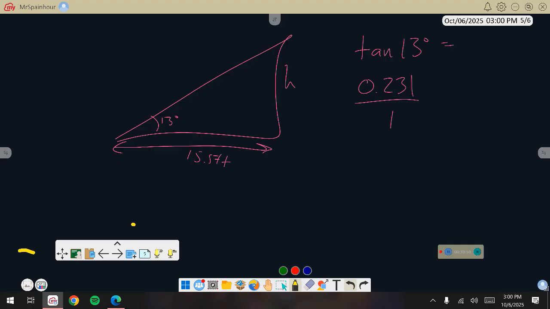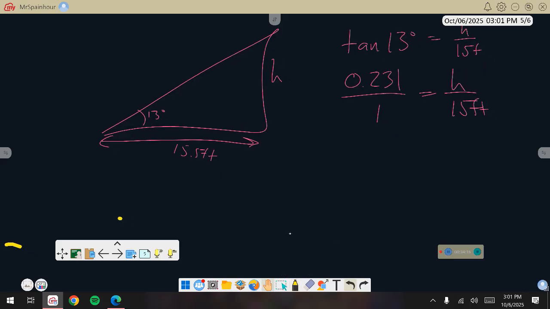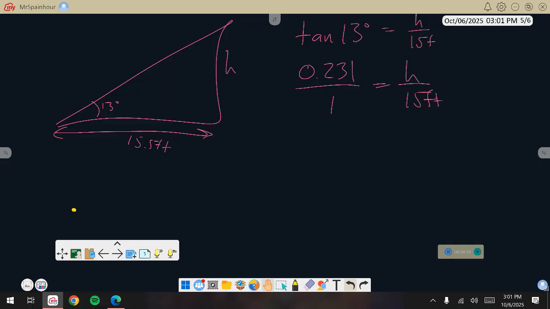So now all I need to know is how many feet I'm going this way. In other words, the tangent is equal to the opposite over 15 feet. This ratio is equal to that ratio. And you can simply see I could just do some cross multiplication here: 1 times h equals 0.231 times 15. Don't write this down because this is not how you're going to do it. Just humor me real quick. Somebody punch in, what is 15 times 0.231? 3.465. Okay, so h is 3.465. But that doesn't make sense. So I just calculated the height of the room is 3.46 feet.